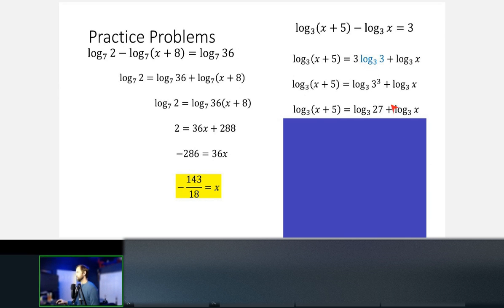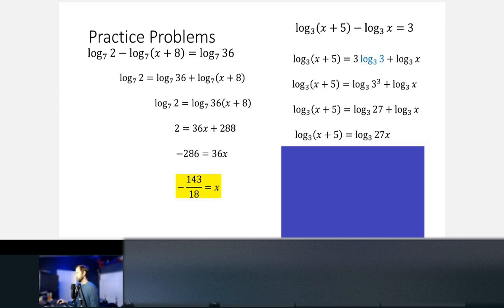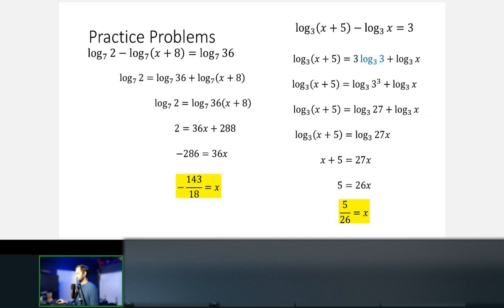All right, and then addition becomes multiplication. So you have 27 times x on the right hand side, and then we can set the log of that stuff equal to each other. So x plus 5 equals 27x, and then from there, subtract x from both sides, and then divide by 26, and that's how we get x equals 5/26.